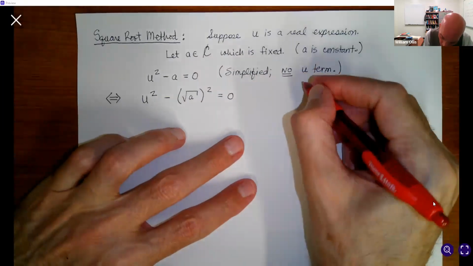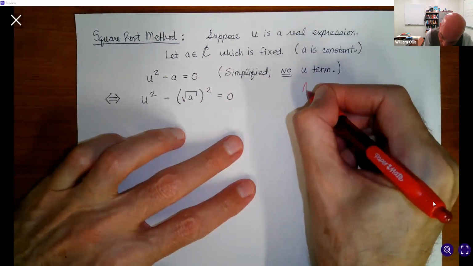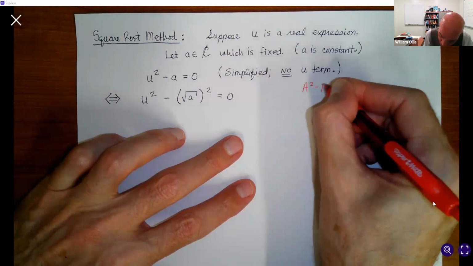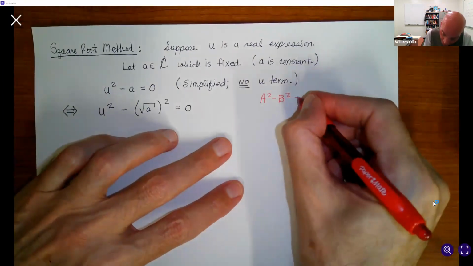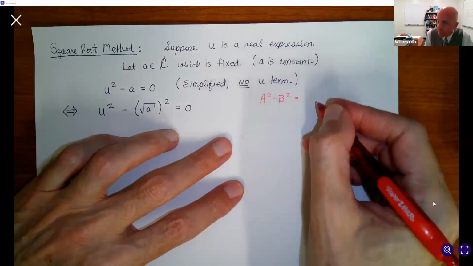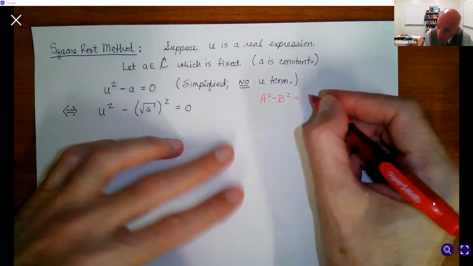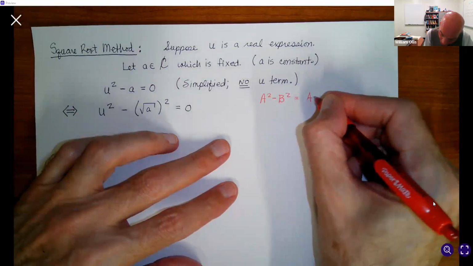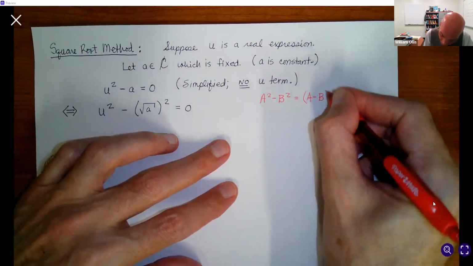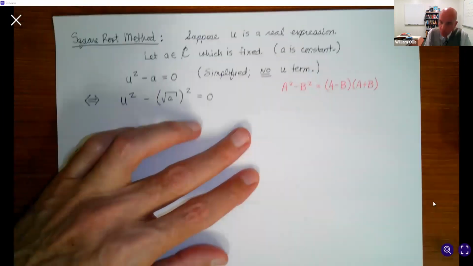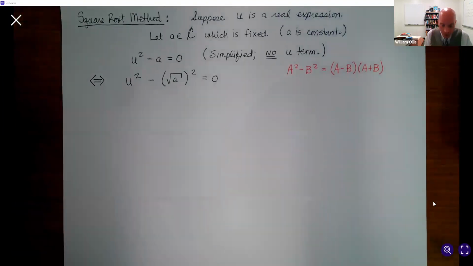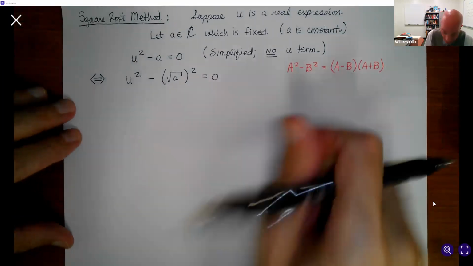And let me just remind you over here, I'll just use A's and B's. A squared minus B squared. That's how we notate the difference of two squares, where A and B can be expressions or constants. So we have A minus B times A plus B. Again, we talked about that in our previous lecture. So now we can factor using this identity.